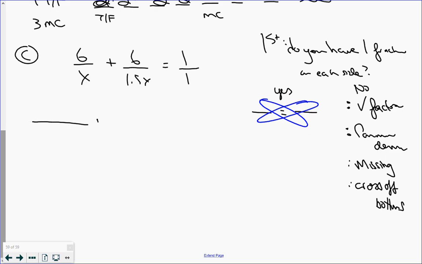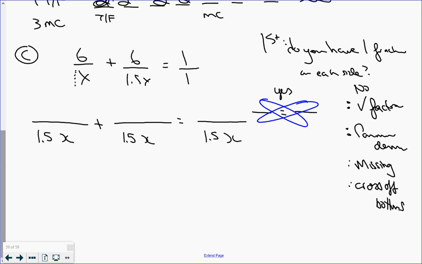So there's no factoring that can be done. So the common denominator, we need one of everything that's different. So we need an x. So everything needs an x. This one has a 1, this one has a 1.5, and this one has a 1. So whatever numbers you have on the bottom, just multiply them. So 1 times 1.5 times 1 is just 1.5. So our common denominator is 1.5x.